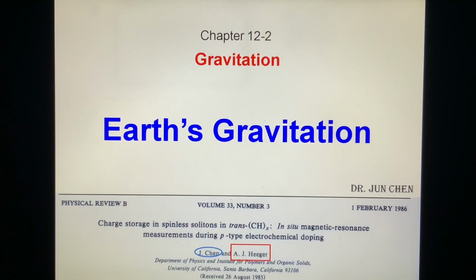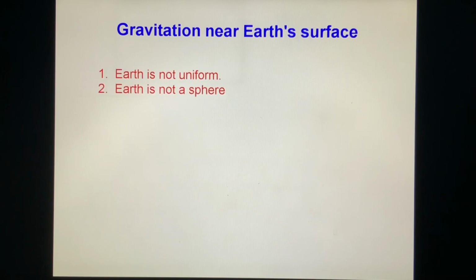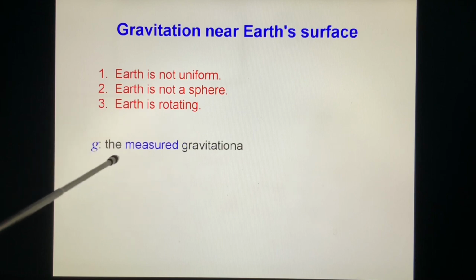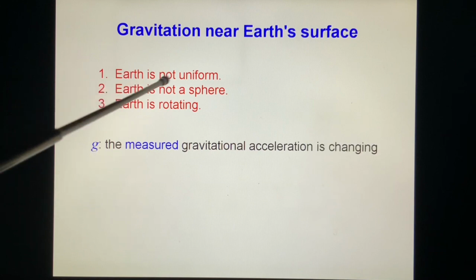Earth's gravitation. Gravitation near Earth's surface. One, Earth is not uniform. Second, Earth is not a sphere, it's an ellipse. Earth is rotating. So, the gravitational acceleration we measure changes around the Earth.